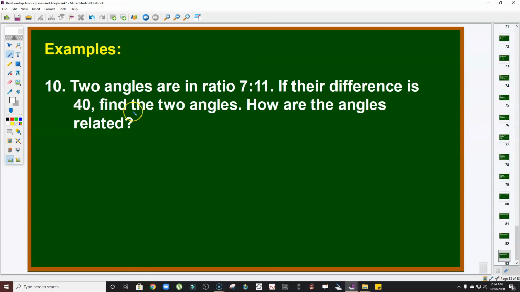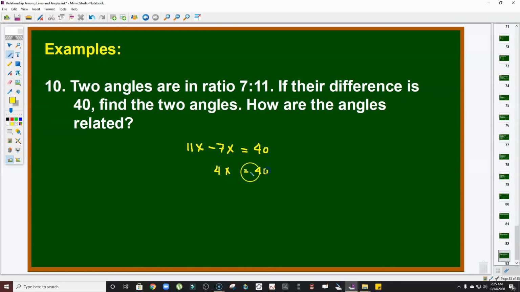Okay, medyo napahaba. Okay, so, now, last item for this video, number 10. Two angles are in ratio 7:11. If their difference is 40, find the two angles. Now, there's a follow-up question. How are the angles related? Okay. So, two angles are in ratio 7:11. Okay, so the difference is 40. So, dapat positive yung difference natin. So, therefore, let me have 11x minus 7x. So, this will be my equation. Okay? So, that is 11x minus 7x is 4x, right?